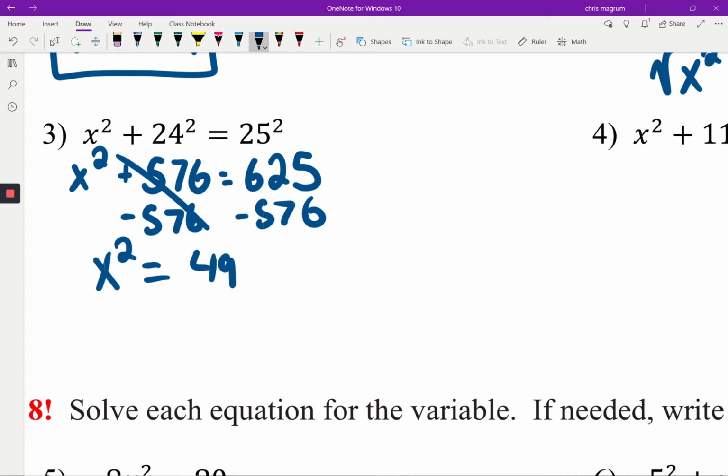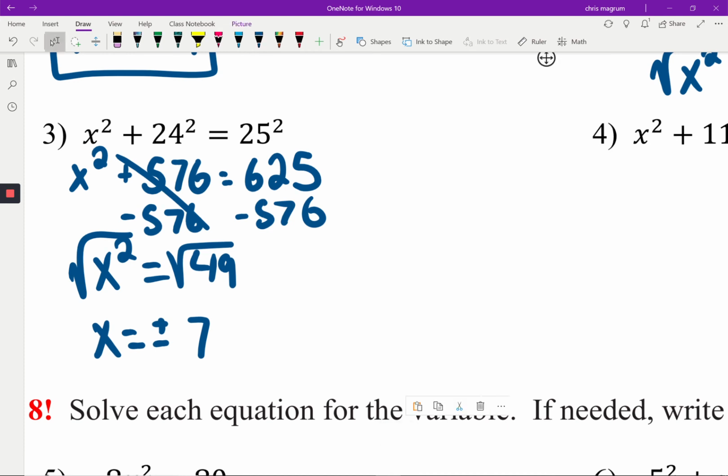And now we're down to our x squared being by itself, so we need to isolate that. We did. And now we take the square root. The square root of both sides gives us our x. Square root of 49 we know is 7. And then don't forget, it could be a positive, it could be a negative. We account for both solutions, so it's positive or negative, or plus or minus 7.